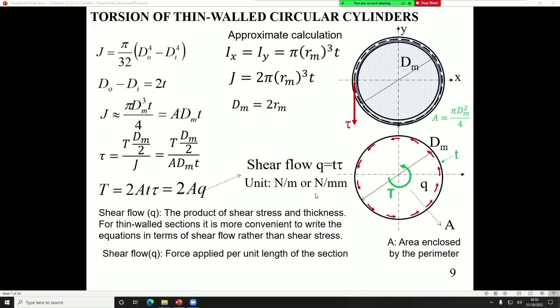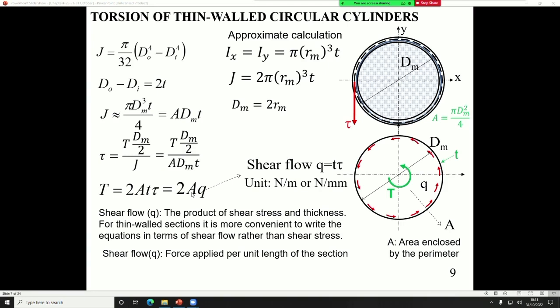It is a transition between what you learn in the first part of this chapter and the second part of this chapter. When I apply a torque here, based on this equation, A is constant, which is the area enclosed by the perimeter, therefore q is constant. So you can see I've shown you by small arrows around this section. Those arrows must have been located on the section, but because it's very thin, I have put them on the side. So this is a shear flow applied on the section, and because A is constant, if I apply a torque, the outcome is a constant shear flow around the section.